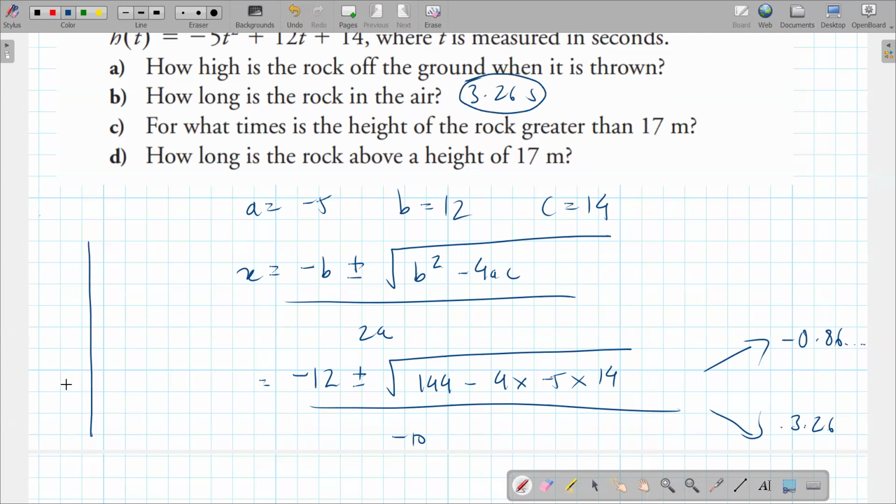So now if we graph this quadratic, we know our y-intercept is +14, and it's opening downwards. Not sure where the vertex is yet. Well, we know the x-intercepts. It's 3.26, and this is -0.86. You remember how to find the vertex? How do you find the vertex of a quadratic?